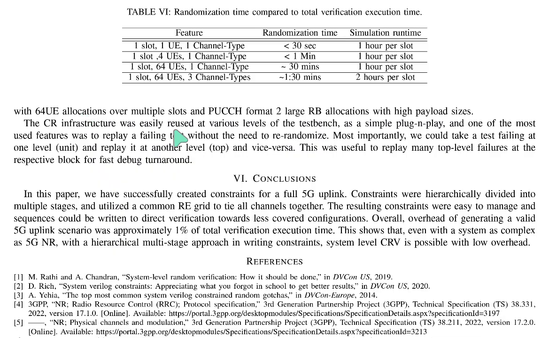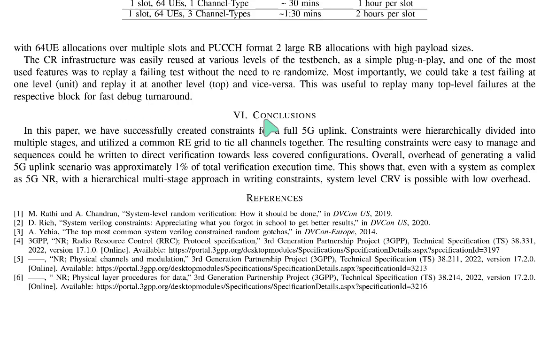The CR infrastructure was easily used at various levels of the test bench, a simple plug and play. One of the most used features was to replay a failing test without the need to randomize. Most importantly, we could take a test failing at one level, unit, and replay it at another level, top, or vice versa, and this was useful to replay many top-level failures at the respective block for faster turnaround. The next is section 6, the conclusion.